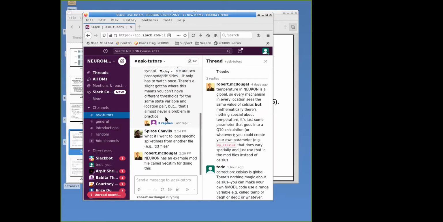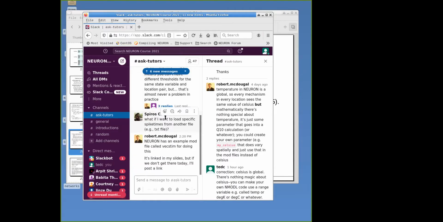Okay, I have to try that and see if that would work. But my suggestion would be to create a dummy density mechanism that simply copies the value of membrane potential to its own range variable, which has some name that you like, and then you can monitor that range variable. Okay, so you can then have multiple different thresholds for detecting a spike, and all of them watching membrane potential.